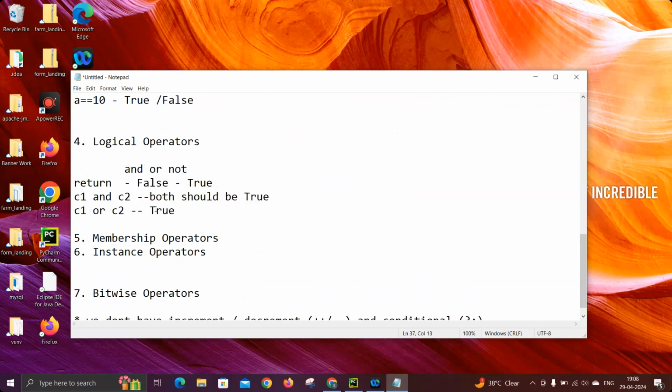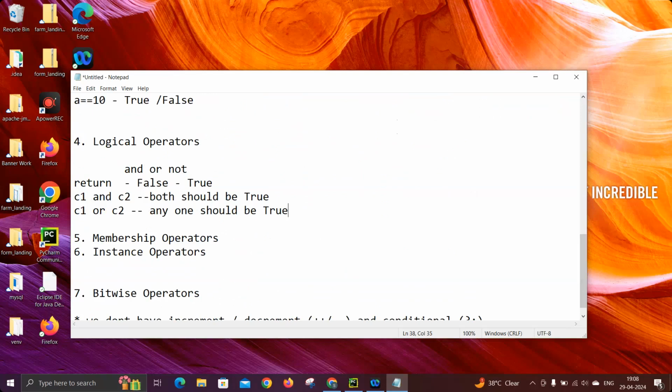Both should be true. Okay. C1 or C2 means any one should be true. It is not mandatory that both should be. Any one is enough to be true, then the outcome will be true. So likewise, you can remember: if both the conditions have to pass to perform your action, make it AND. If any one of the conditions is enough to pass to continue your execution, make it OR.